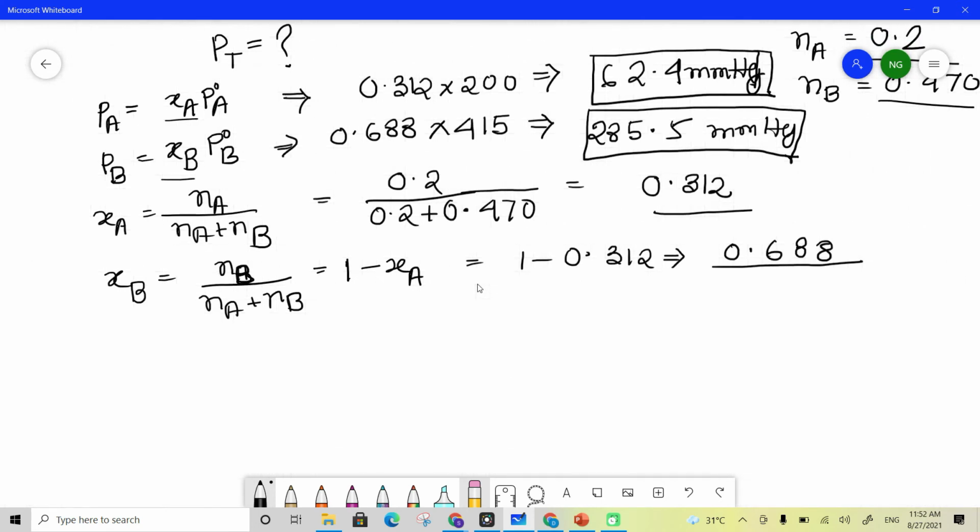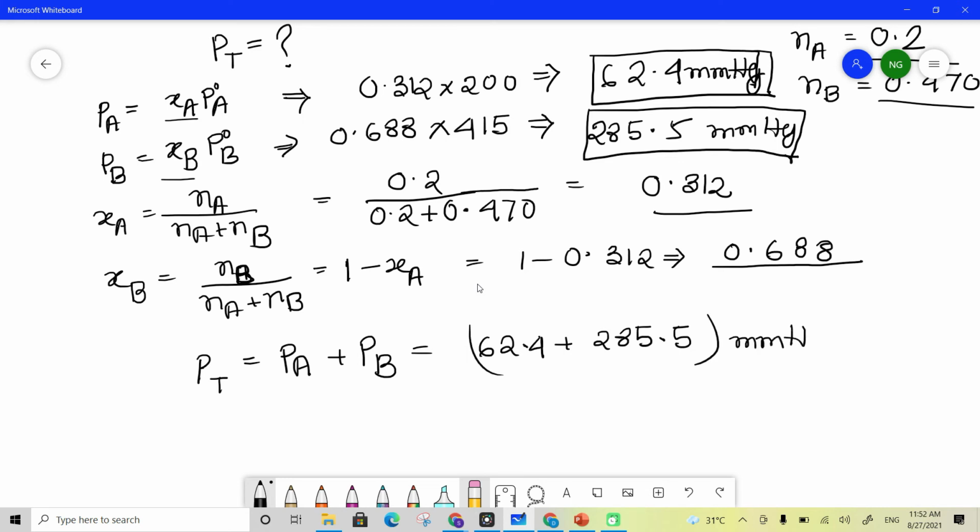Now we have to calculate the total pressure. This is PT equal to PA plus PB, equal to 62.4 plus 285.5 millimeter Hg, that is equal to 347.9 millimeter Hg. So this is our answer. So this is very easy. I think you can clearly understand these numericals.